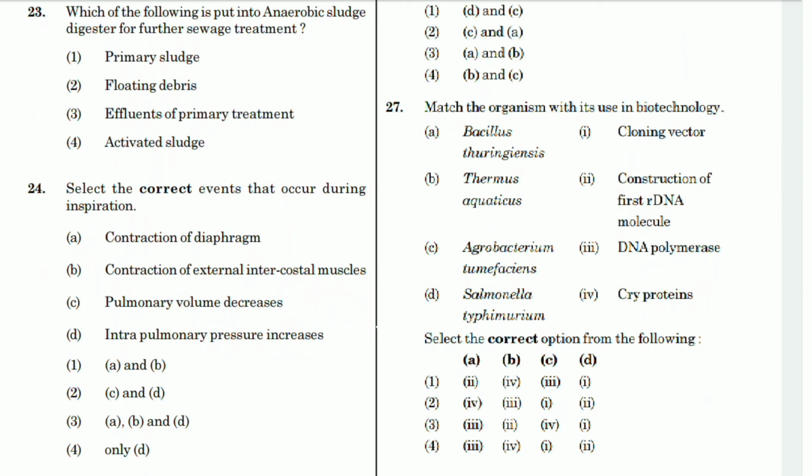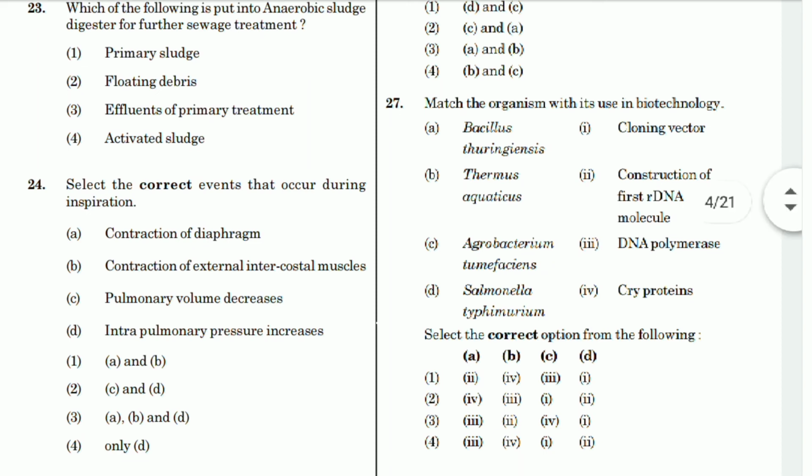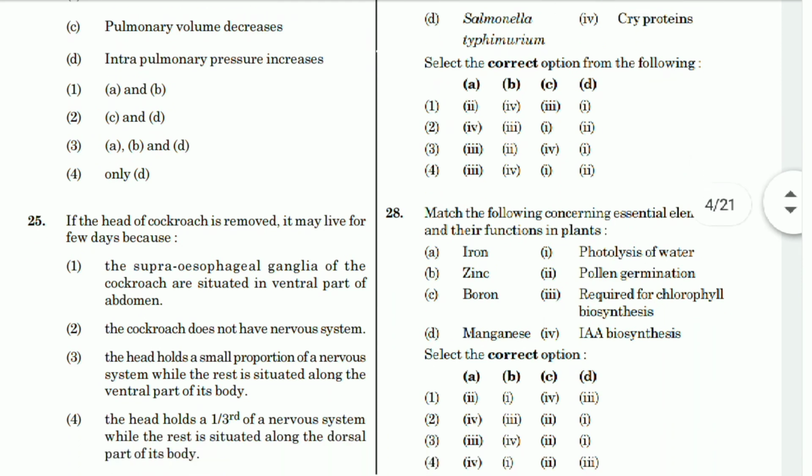Next is a match the following question. Match the organism with its use in biotechnology. And the correct answer from this is option number 2. That is, Bacillus thuringiensis is a protein. Thermus aquaticus is a DNA polymerase. Agrobacterium tumefaciens is a cloning vector, and Salmonella typhimurium is used for the construction of first rDNA molecule.